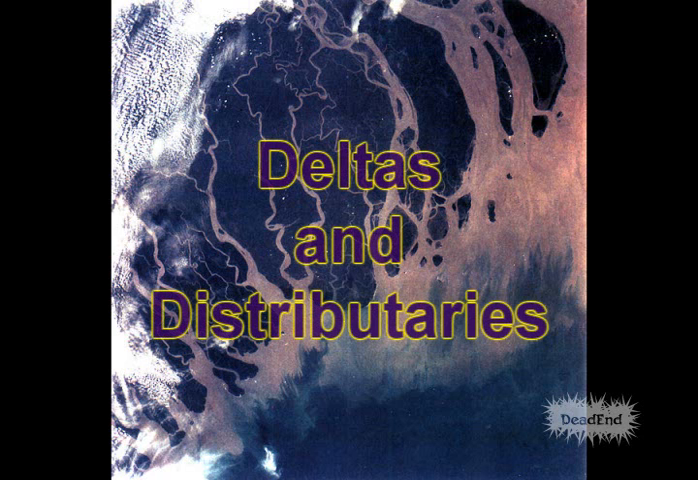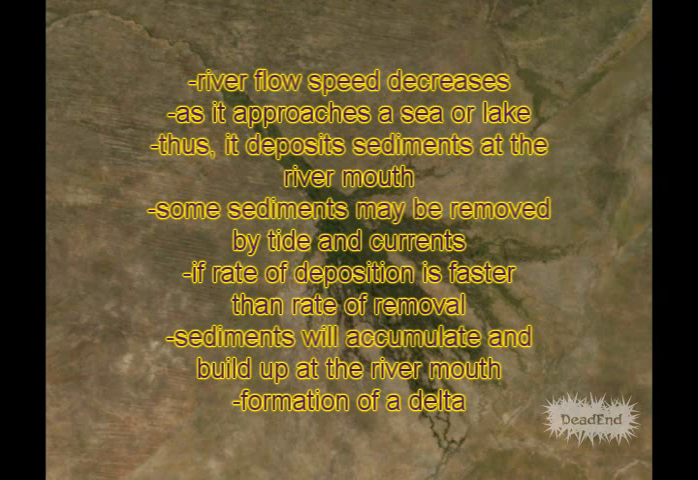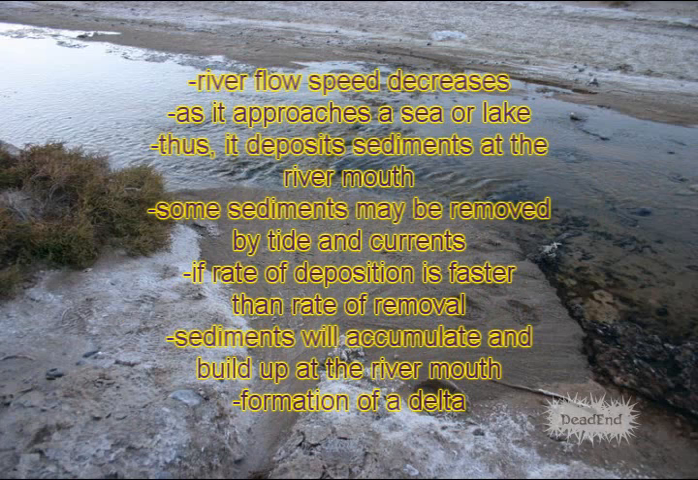Last but not least, deltas and distributaries. As the river approaches a sea or lake, its speed decreases, thus it deposits its sediments at the river mouth. Some of the deposited sediments may be removed by tides and currents. However, if the rate of deposition is faster than the removal of these sediments, the sediments will accumulate and build up at the river mouth.